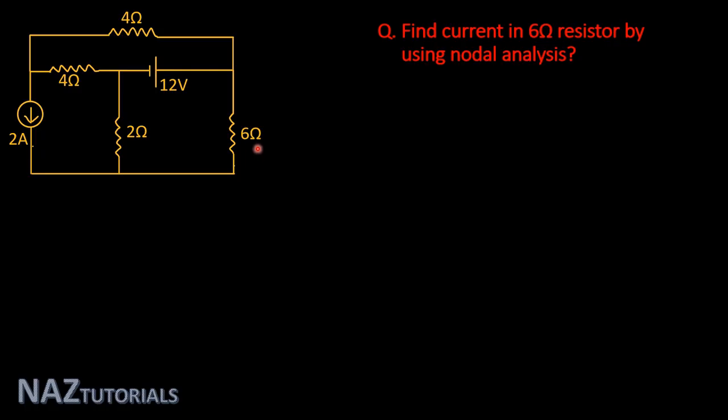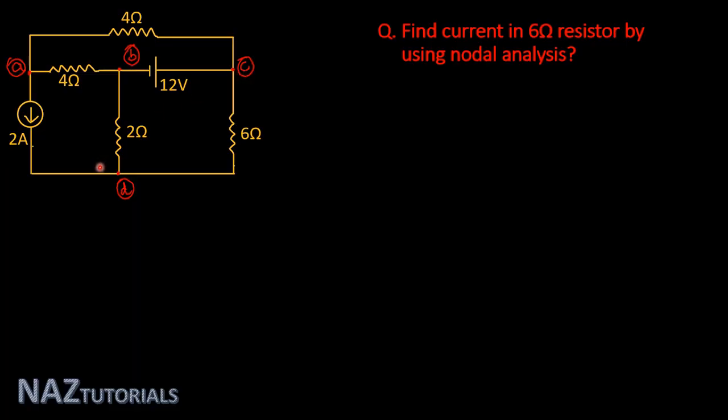So for nodal analysis, first we define nodes in the circuit. If you see this circuit, there are a total of 4 nodes, that is node A, node B, node C, and our fourth node is D. Now we have to assume one node as a reference node. In this circuit, there is a 12-volt voltage source connected between two nodes.